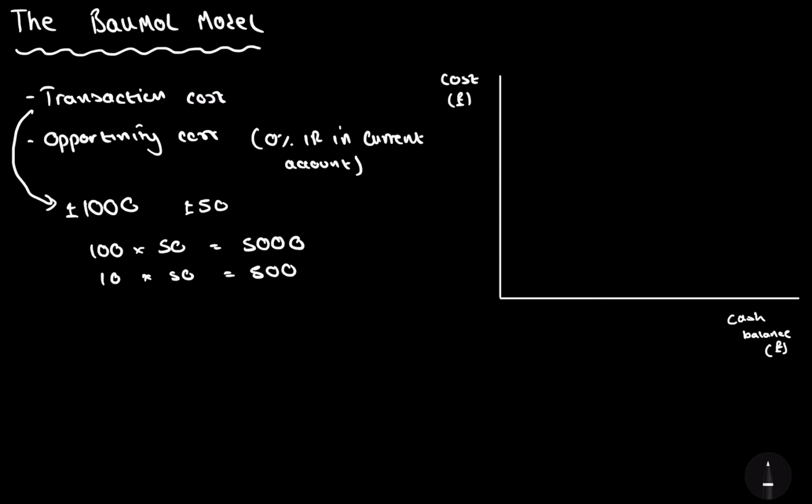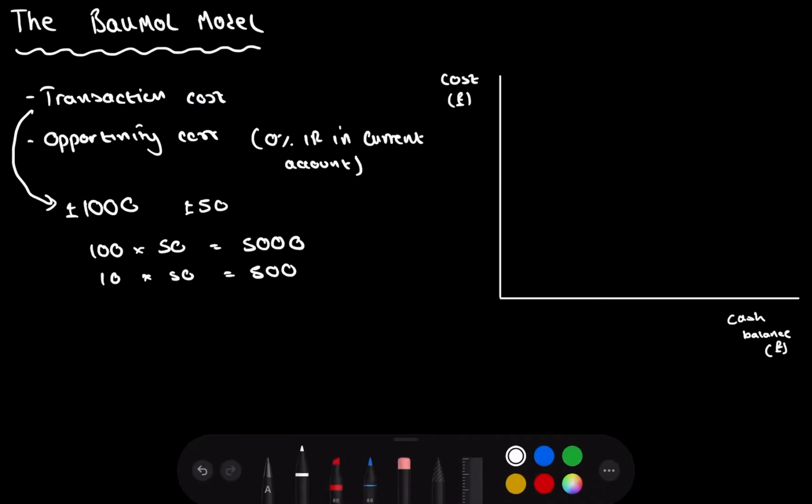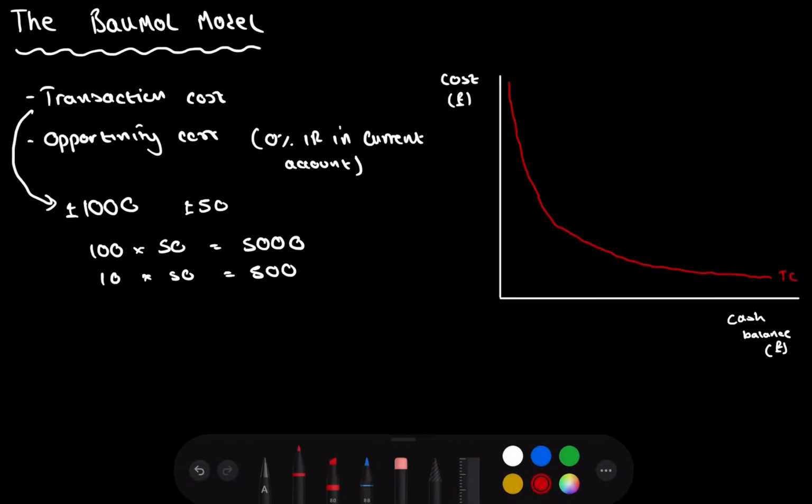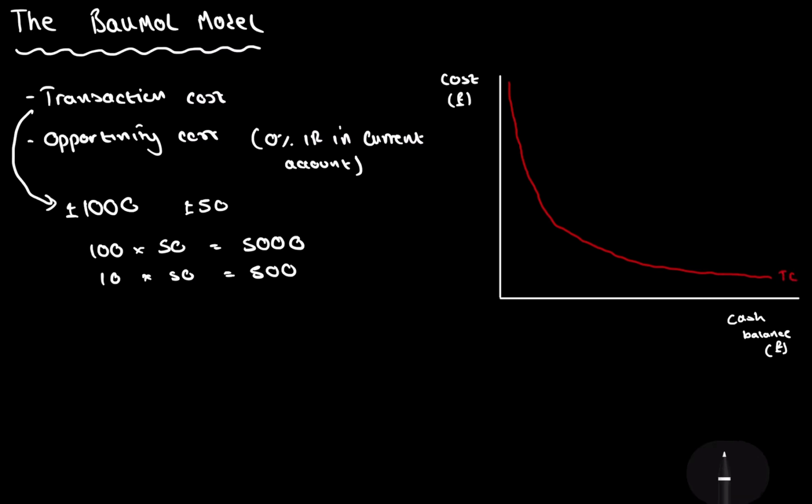Therefore, the line for this will all become clear as to why I'm doing this. It will look a little bit like this. I'll just call that TC, transaction cost. Okay, so I'm going to rub that bit out now.